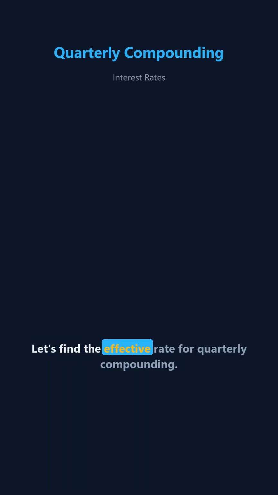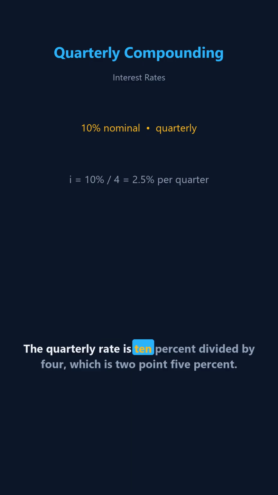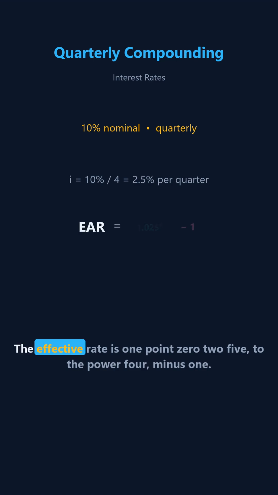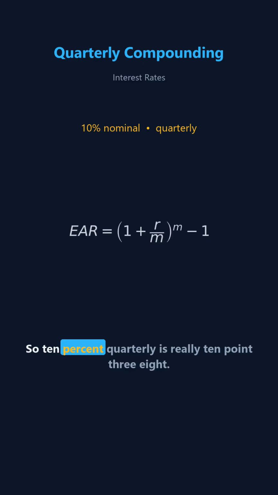Let's find the effective rate for quarterly compounding. The nominal rate is 10%, compounded 4 times a year. The quarterly rate is 10% divided by 4, which is 2.5%. The effective rate is 1.025 to the power 4 minus 1. That gives 10.38%. So 10% quarterly is really 10.38.